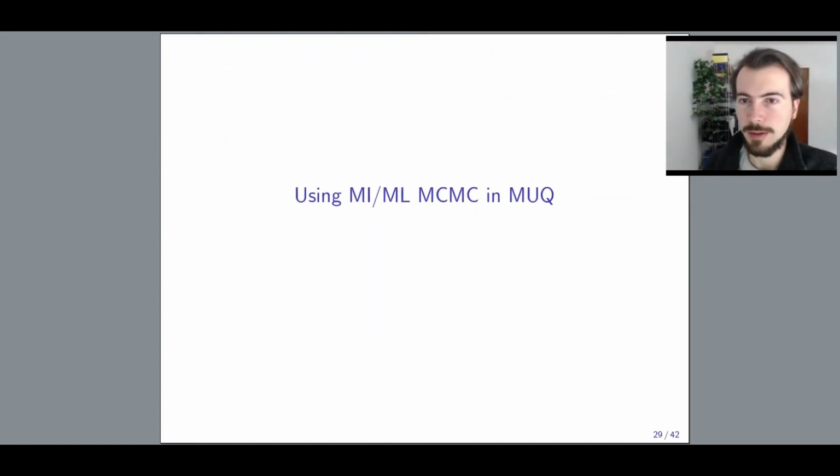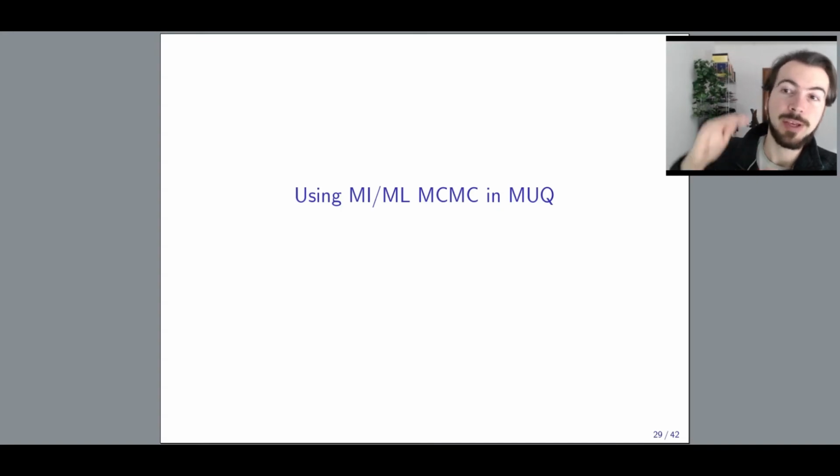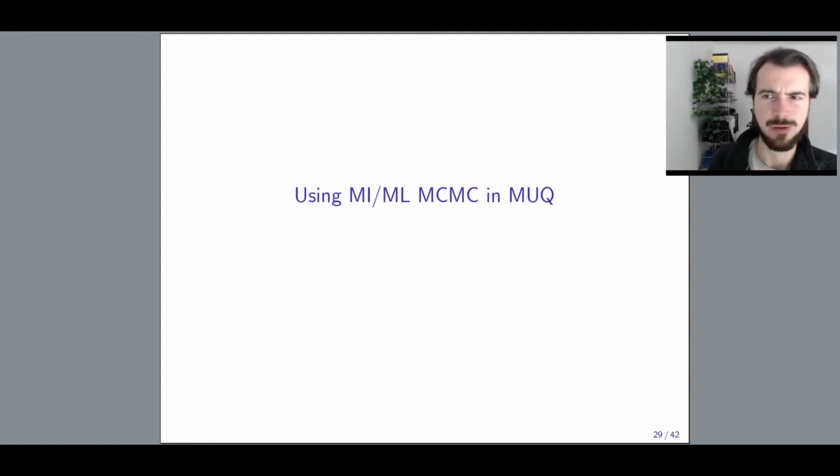Now, how do you actually use multi-level MCMC in MUQ? And note that this is both for multi-index and multi-level MCMC. The idea being that for multi-index MCMC, rather than building a hierarchy of models, you build an entire grid or sort of hypercube of models. And that may be relevant if there's more than one way to actually refine your model. Because the underlying implementation can be built in such a way that multi-level MCMC is simply a special case of multi-index MCMC. We also support the multi-index version here.